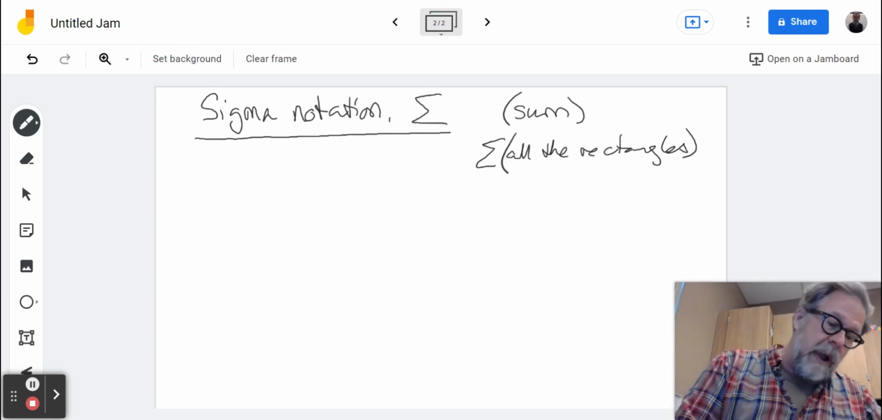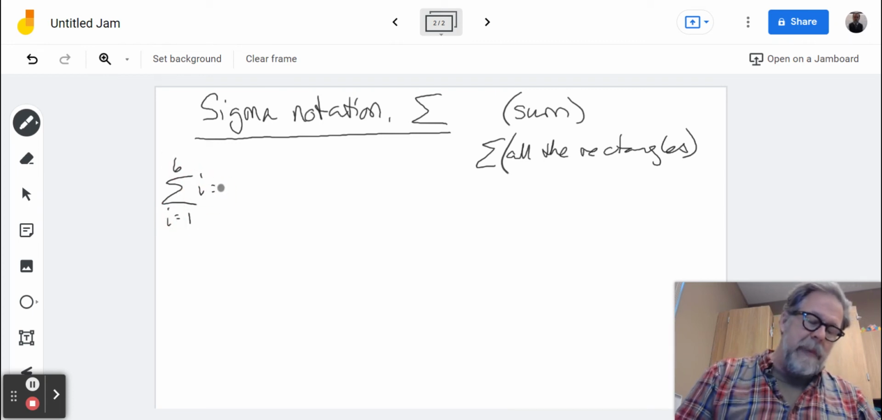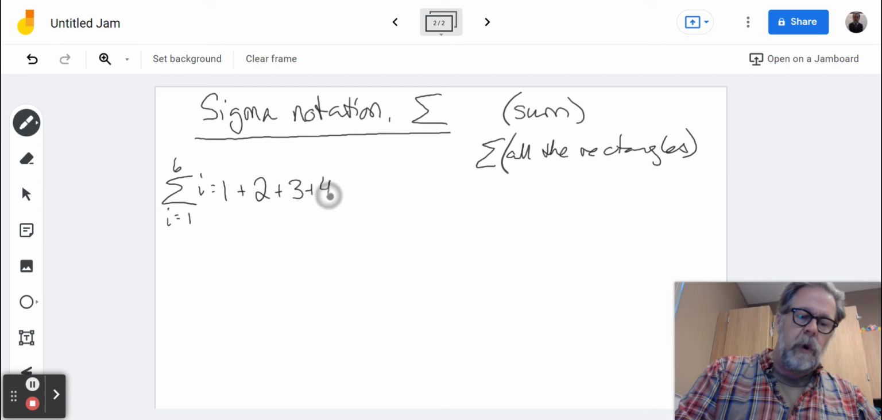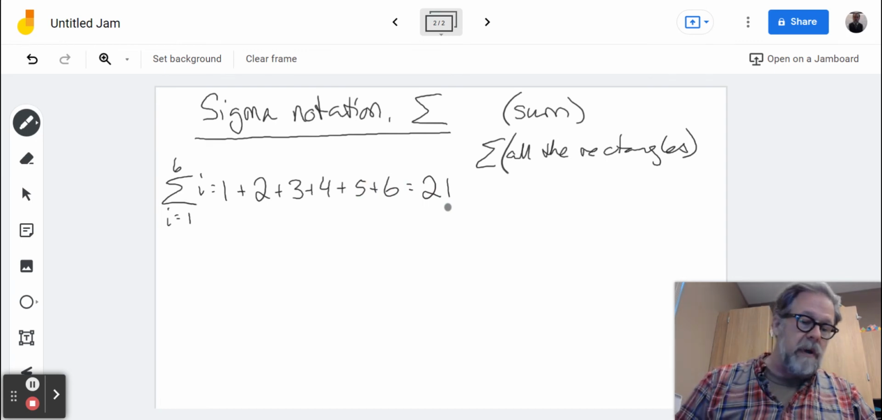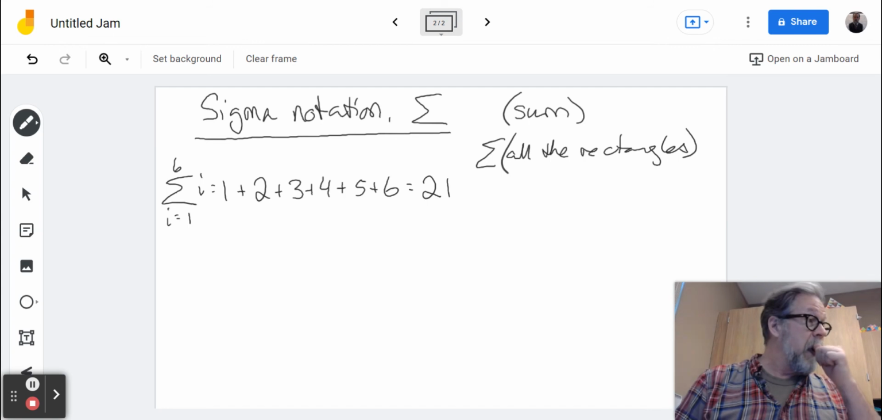First off, if I write sigma i equals 1 to 6 of i, that means that I'm adding up all these values of i. This would be 1 plus 2 plus 3 plus 4 plus 5 plus 6, and that's equal to 21. So the sum from i equals 1 to 6 of i is 21.